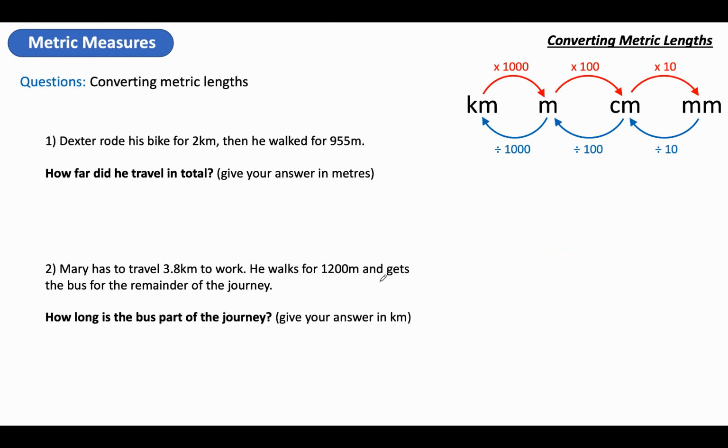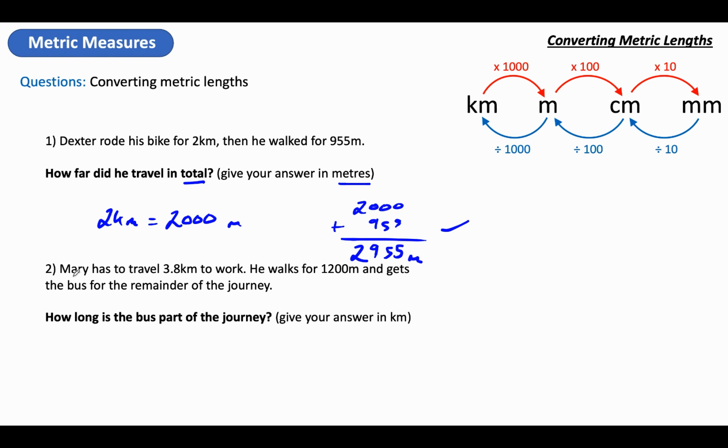Okay, we have unpaused. Let's go. Dexter rode his bike for 2 kilometres. Good old Dexter. He then walked for 955 metres. How far did he travel in total? Give your answer in metres. So we need to convert our 2 kilometres into metres, which is going to be 2,000 metres because I need to times it by 1,000. And then we'll add that together with the 955. So he travelled a total of 2,955 metres.